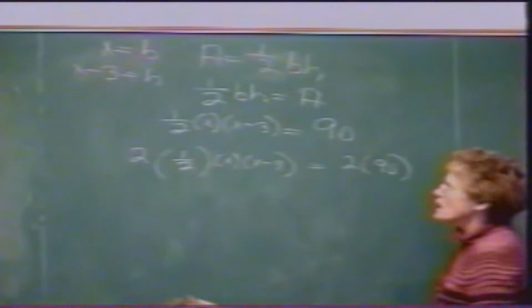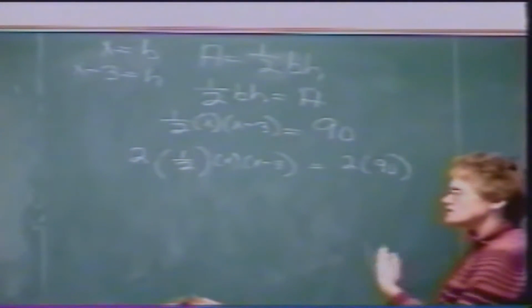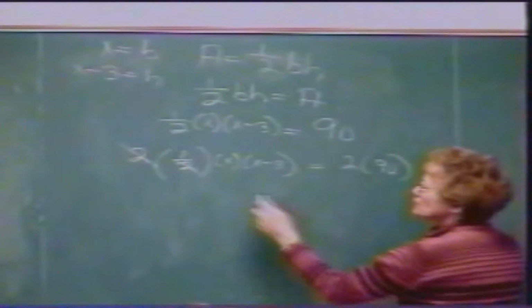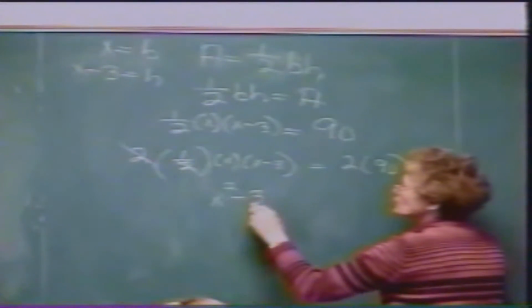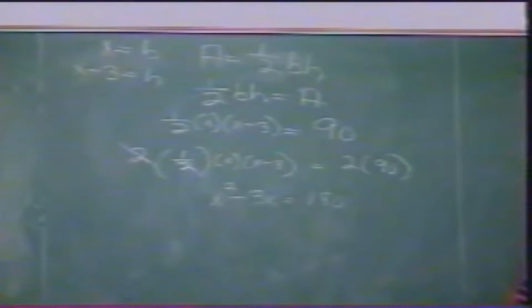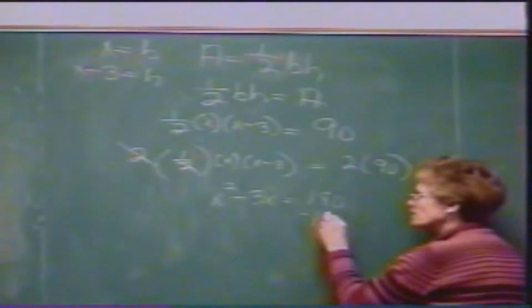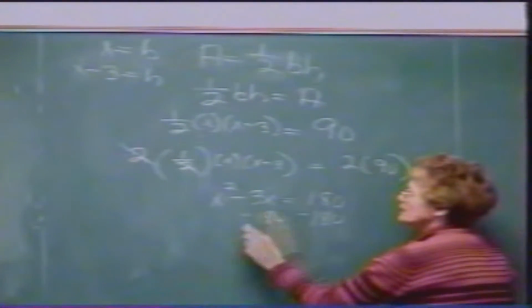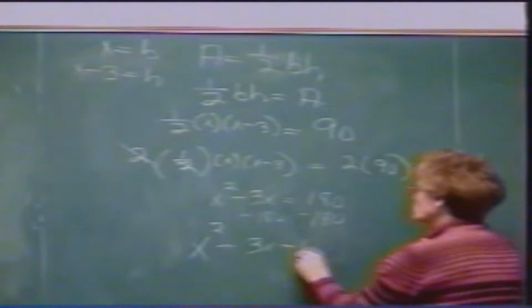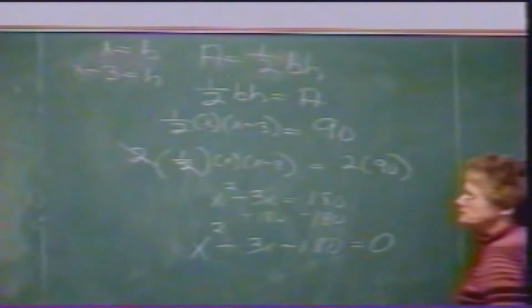Doing that will be just like when we divided everything by something. It doesn't change the value of anything. So the 2's cancel, and it leaves us with x squared minus 3x equals 180. So we need to do what now? Put it in standard form, subtract our 180, and get it equal to 0. X squared minus 3x minus 180 equals 0.